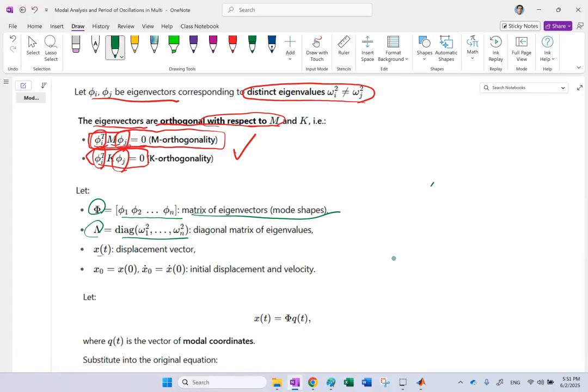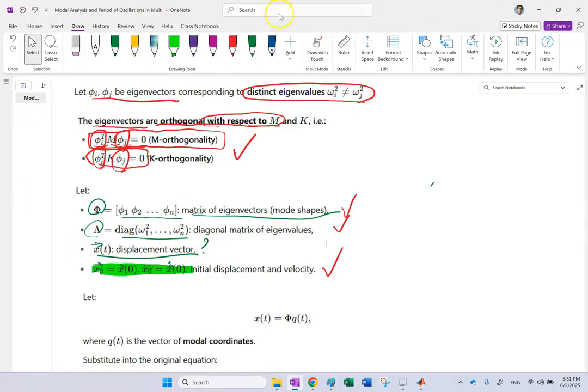X is the solution to be found, and vector x0 equals all of the solutions at time 0. Vector x dot 0 is all of the x dot at time 0. These are given to us. So these guys are given. We know them. The phi's and the omegas we already found from the M and K matrix. The goal is to find x of t. That is the problem we are solving.